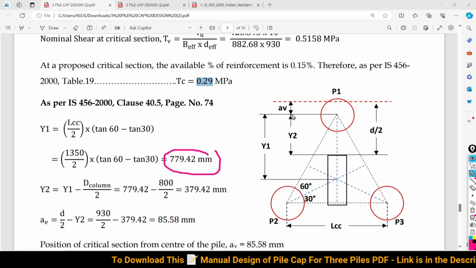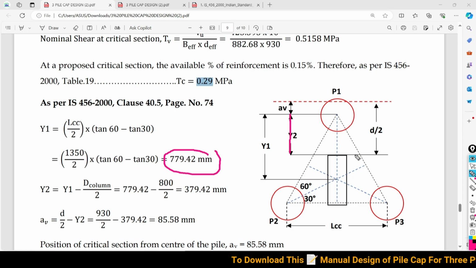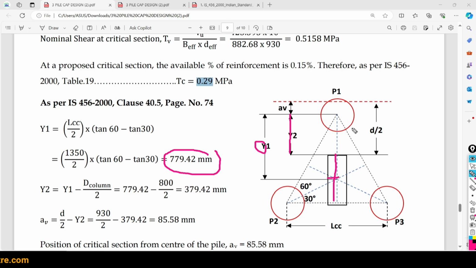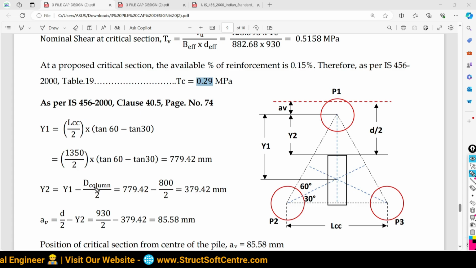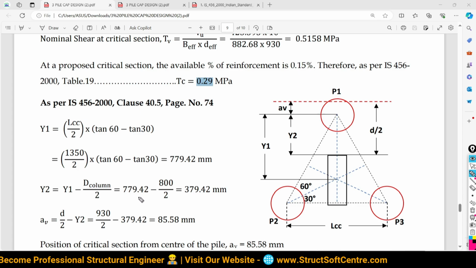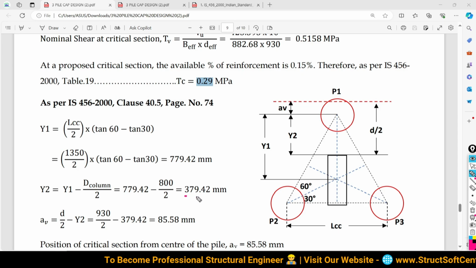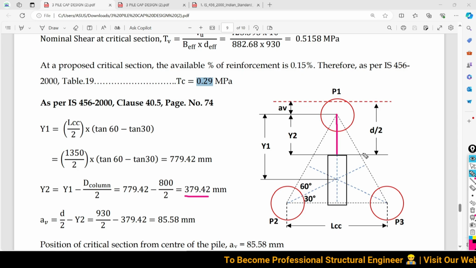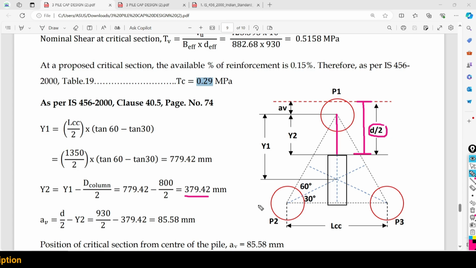Thereafter y2, how can you calculate this y2? y2 will equal y1 minus half of the depth of the column. So you will get the value of y2, this distance. So y2 equals y1 minus depth of the column divided by 2. 779.42 minus 800 divided by 2, we are getting 379.42. Now from the face of the column up to the critical section, we have taken this section at a distance of d by 2, the effective depth of the pile cap divided by 2. So it is effective depth of pile cap divided by 2 minus y2. So you will get the value of AV.